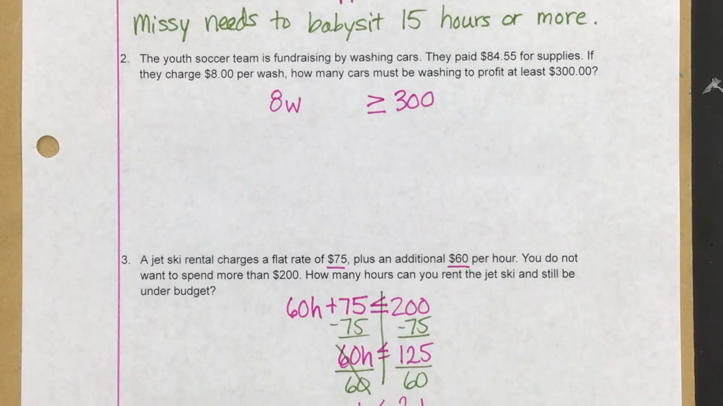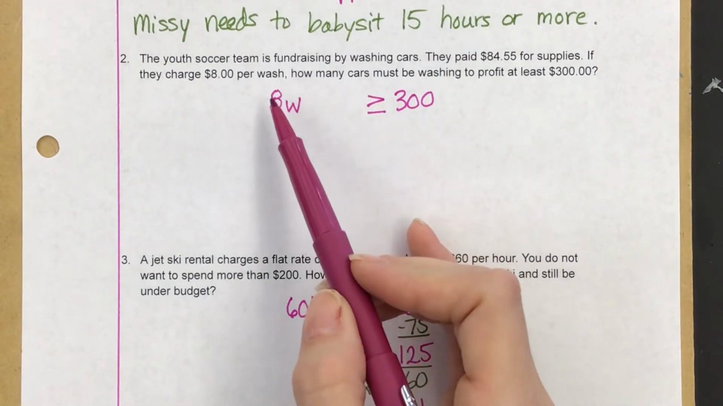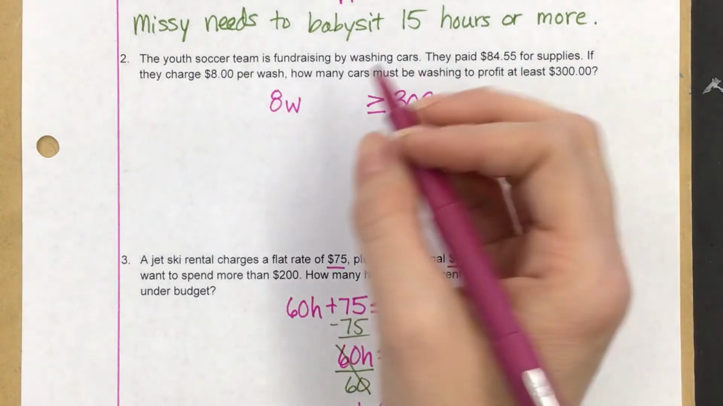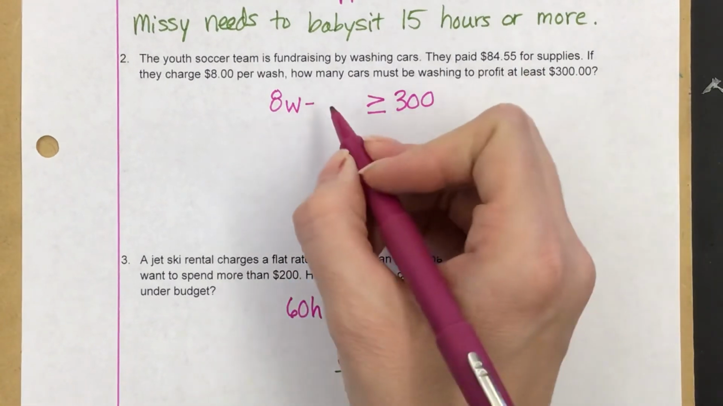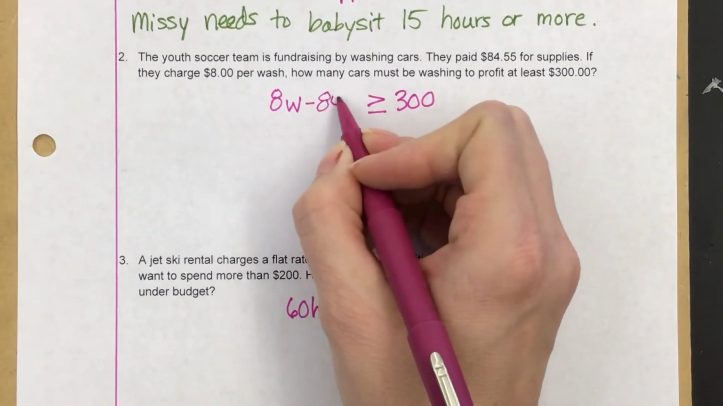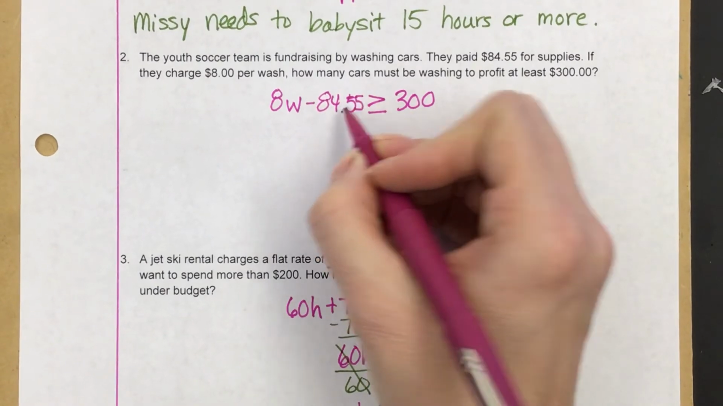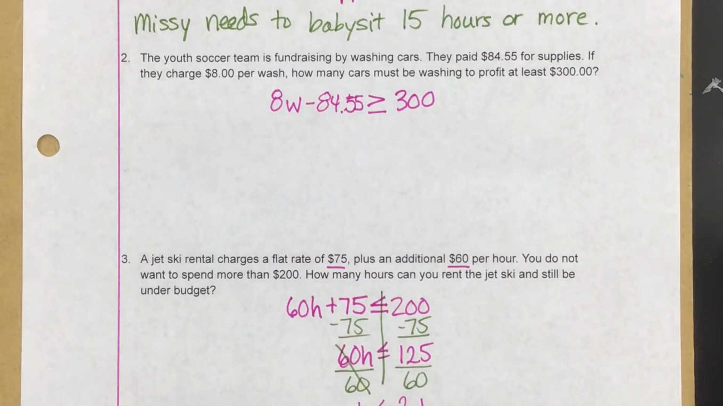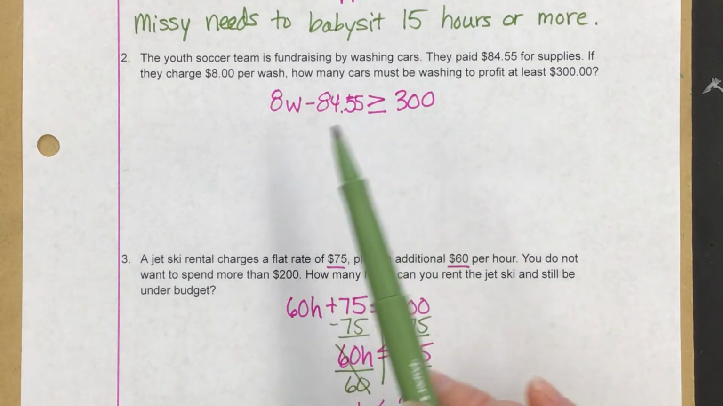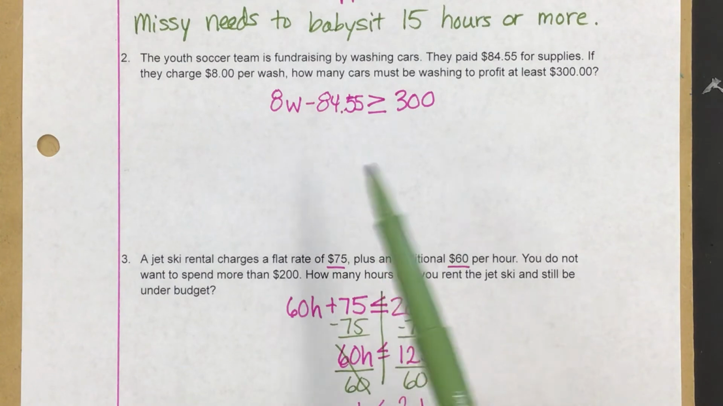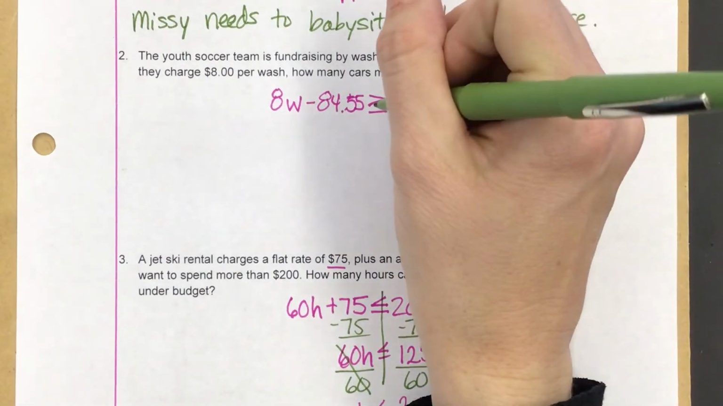Awesome. Yeah, because here's your profit. This is what they're getting. That's positive. But it's kind of like a debt. Okay, they paid this much, and so they need to be able to cover the cost of their supplies and then still make at least $300. All right? Are we good with the equation and why this makes sense? Yes? Okay, let's solve it.